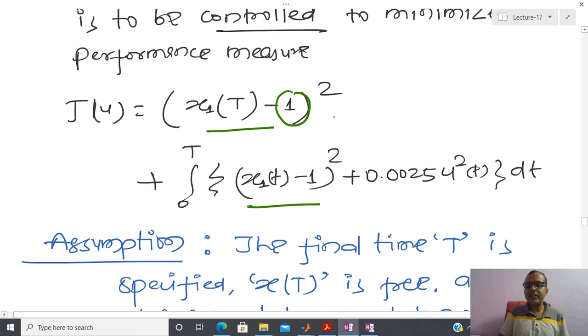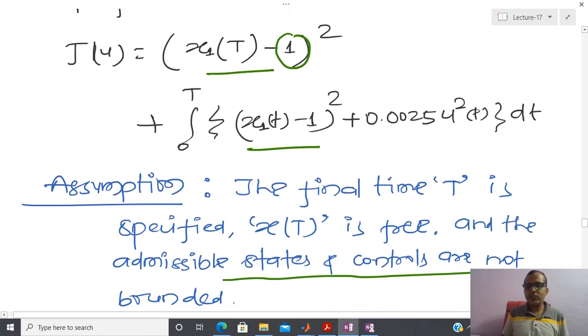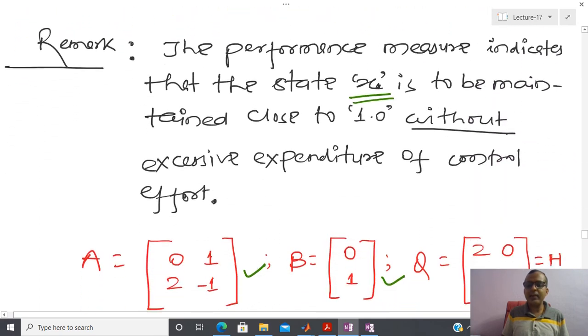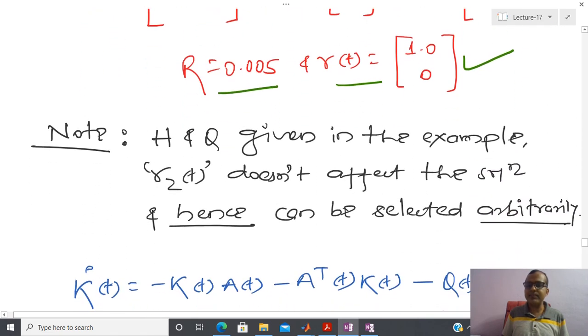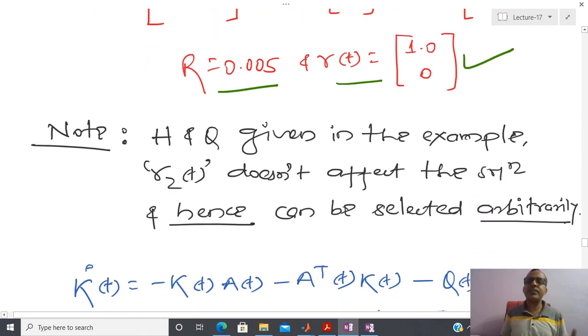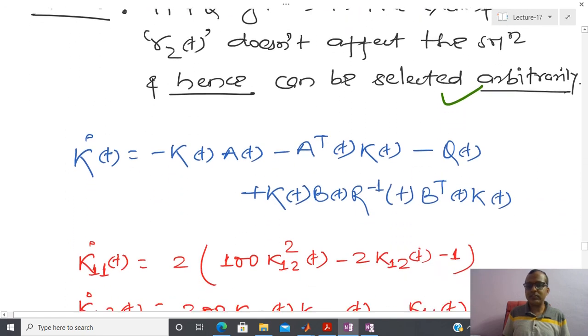Whatever quantity is multiplied here, I am defining as H, here as Q(t), and here as R. So the same kind of nomenclature I am going to use here. So Q is 2, H is this. Please check the performance measure. R is this, and R(t) we know already, because I have a specification about x1 but no specification about the other one. So the same kind of things I have written here, just in order to maintain consistency.